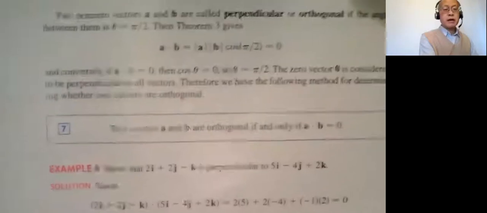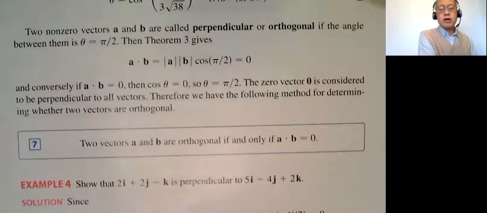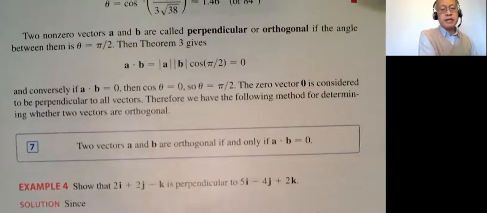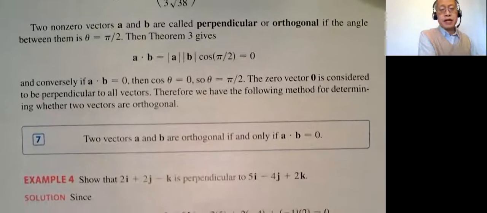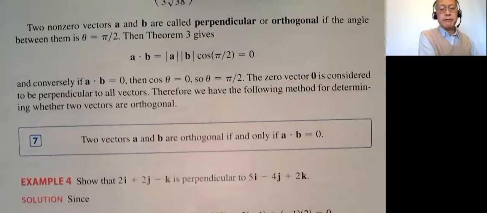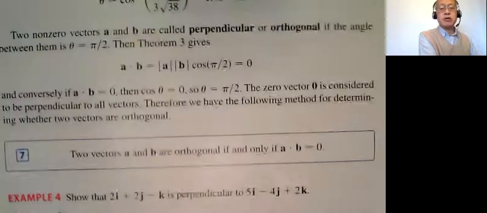Okay, corollary to that, box 7 on page 809, two vectors are orthogonal. Orthogonal sounds like a big word. It means the same thing as perpendicular. They meet at a 90-degree angle. In fact, if you look just below that, example 4, I can't show it to you because I ran out of hands and I'm holding up the book.